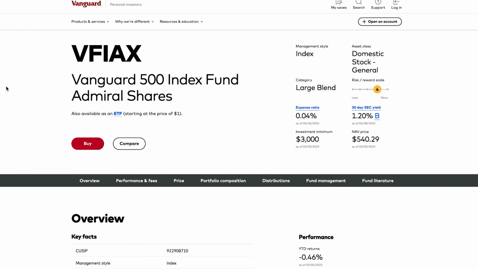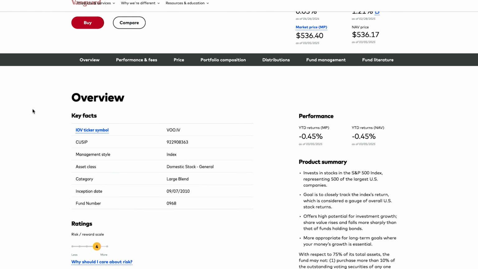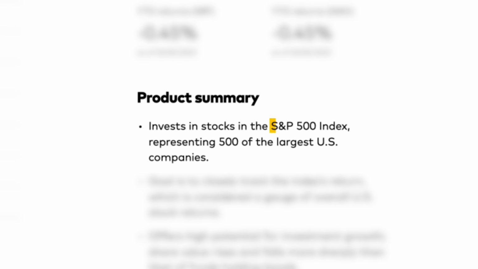So an index fund simply means that your investment tracks an index, and if you're not sure whether it does or not, typically the name of the investment has index fund in the name like it does with VFIAX, or if it doesn't, like VOO, reading through the product summary, you will more than likely see it say that the fund indeed tracks the S&P 500 index. And because these two track the same index, the underlying holdings and overall performance is going to be relatively the same.